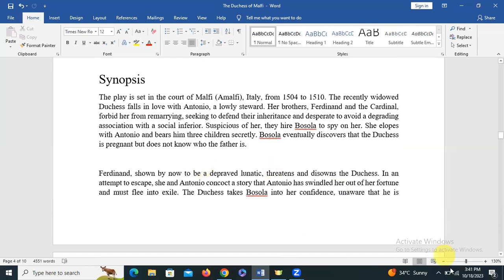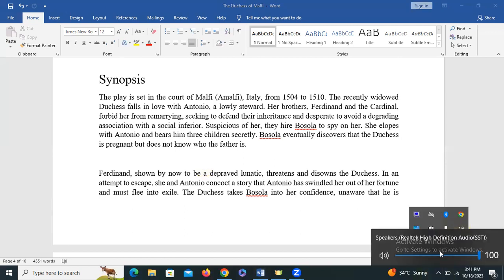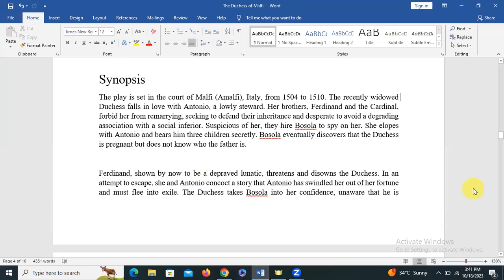The play is set in the court of Malfi, Amalfi, Italy, from 1504 to 1510. The recently widowed duchess falls in love with Antonio, a lowly steward. Her brothers Ferdinand and the cardinal forbid her from remarrying, seeking to defend their inheritance and desperate to avoid a degrading association with a social inferior. Suspicious of her, they hire Bosola to spy on her. She elopes with Antonio and bears him three children secretly. Bosola eventually discovers that the duchess is pregnant, but does not know who the father is.